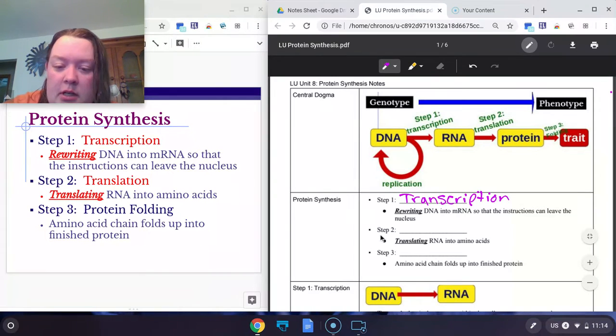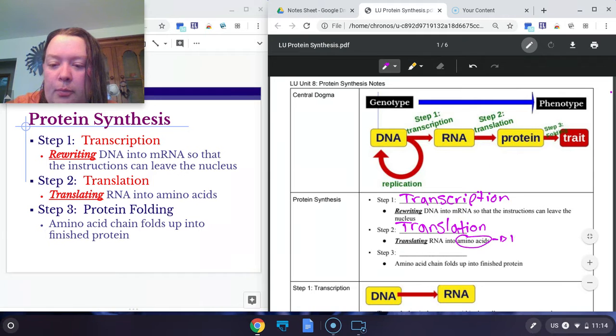Step number 2 is going to be translation. And that is going to be translating the mRNA code into amino acids. Remember, amino acids build proteins. So many amino acids linked together make a protein. So translation is the process of making amino acids in the right order from the RNA.